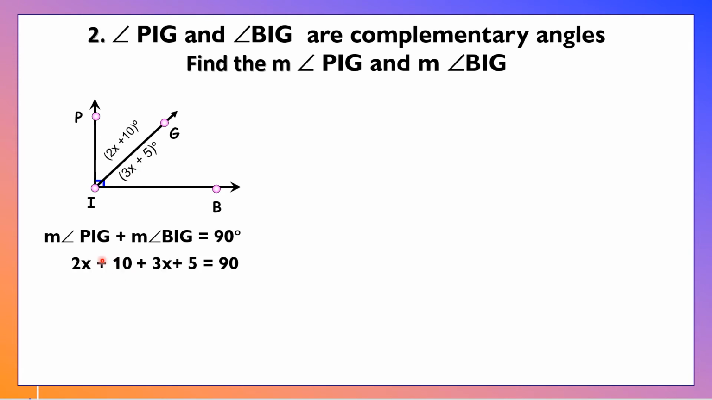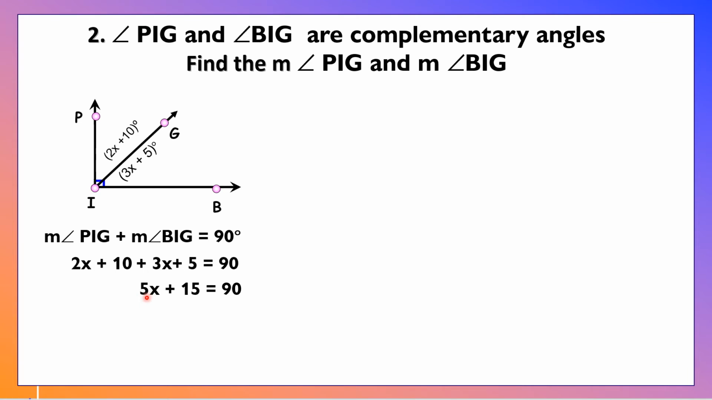So, pag-add natin sila, 2x plus 10 plus 3x plus 5 is equal to 90. So, combine like terms. So, we have 2x plus 3x is 5x. Then, 10 plus 5 is 15. So, we now have 5x plus 15 is equal to 90.